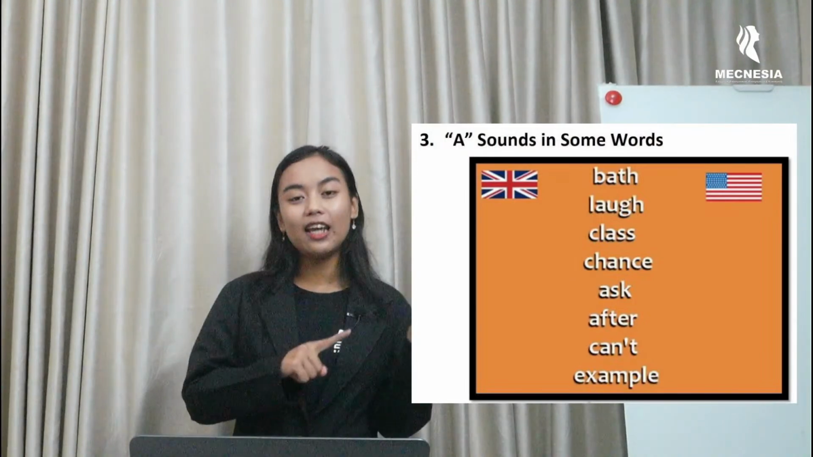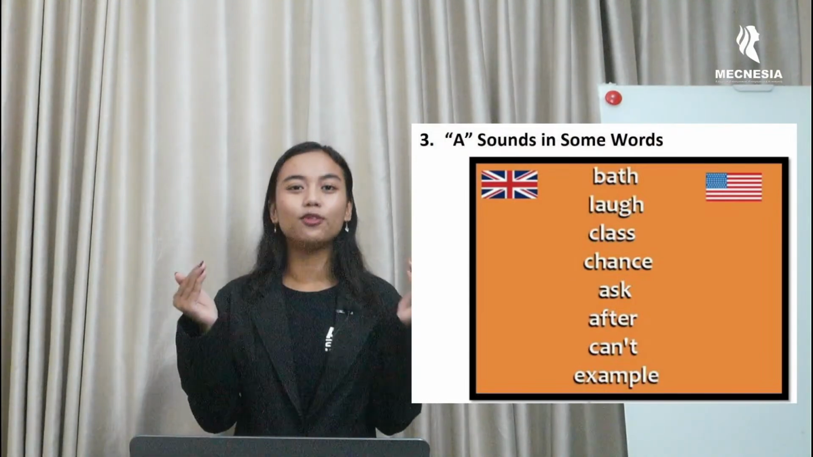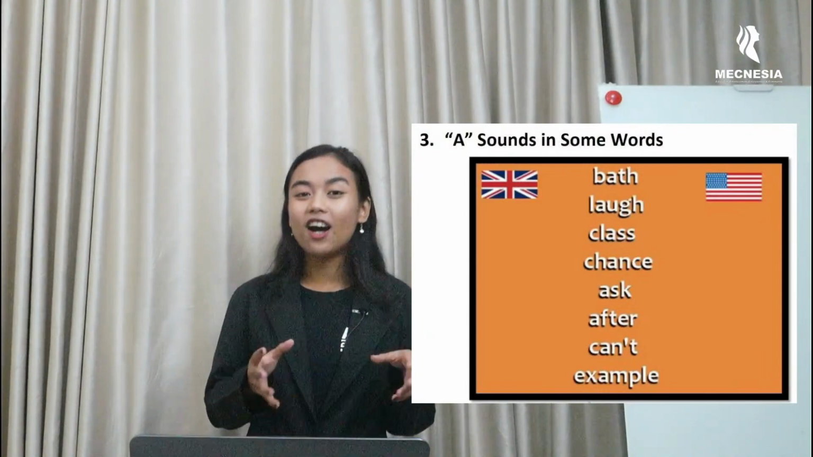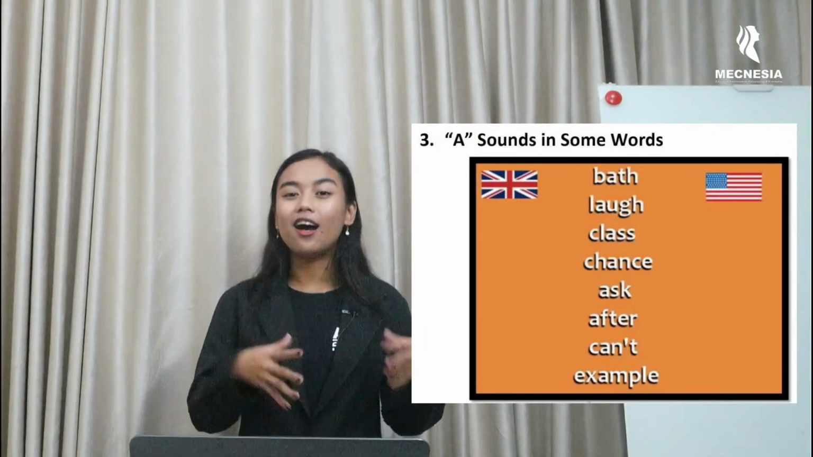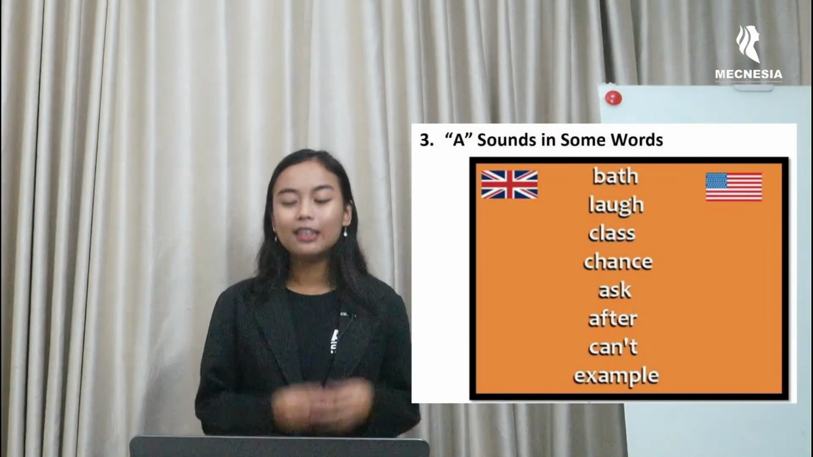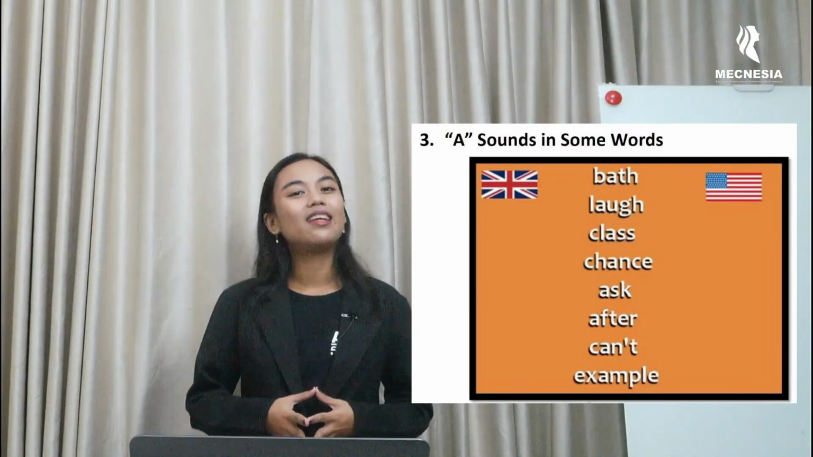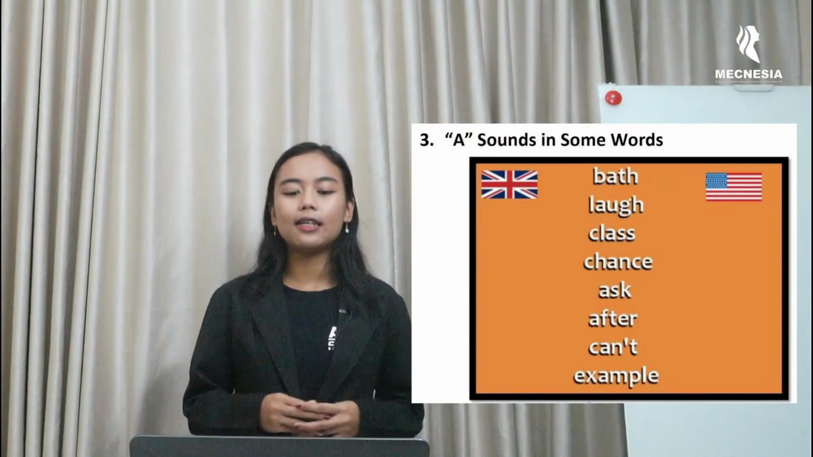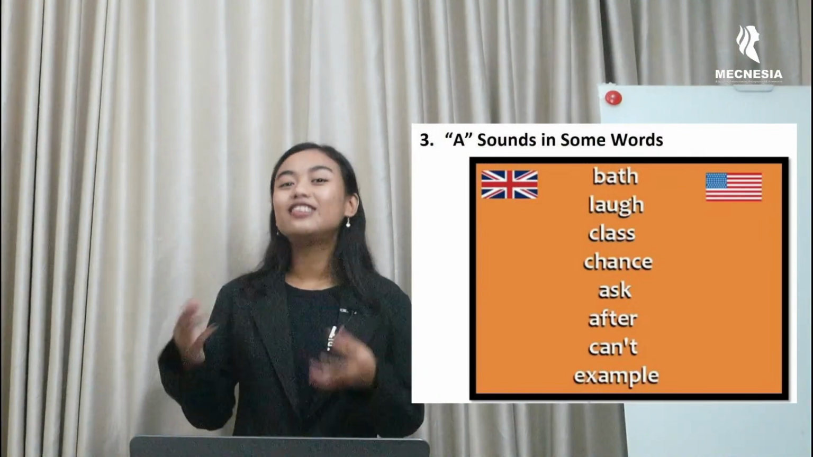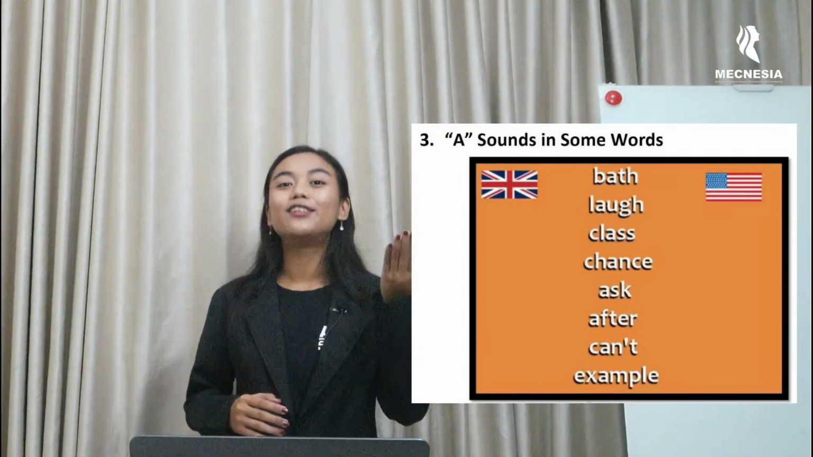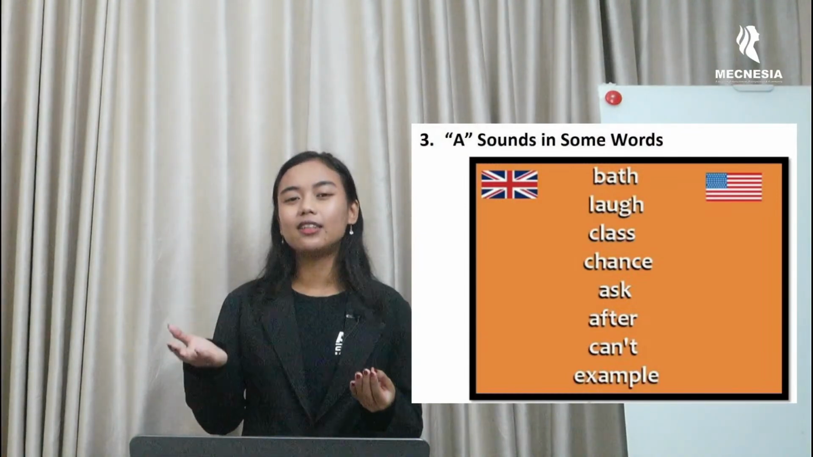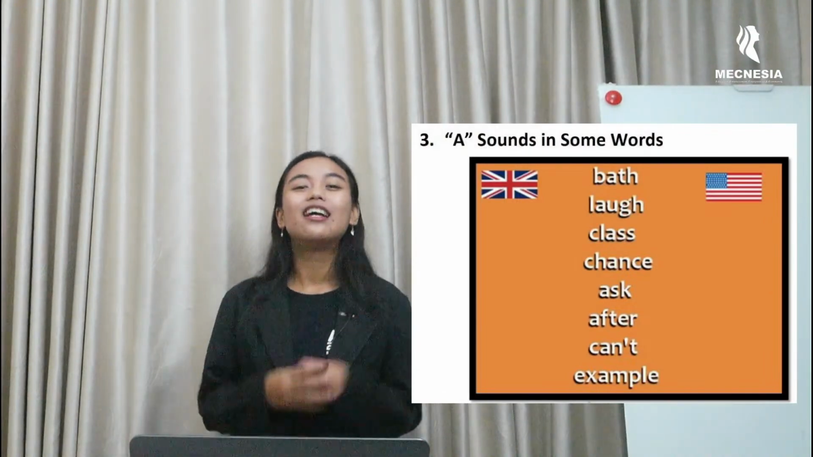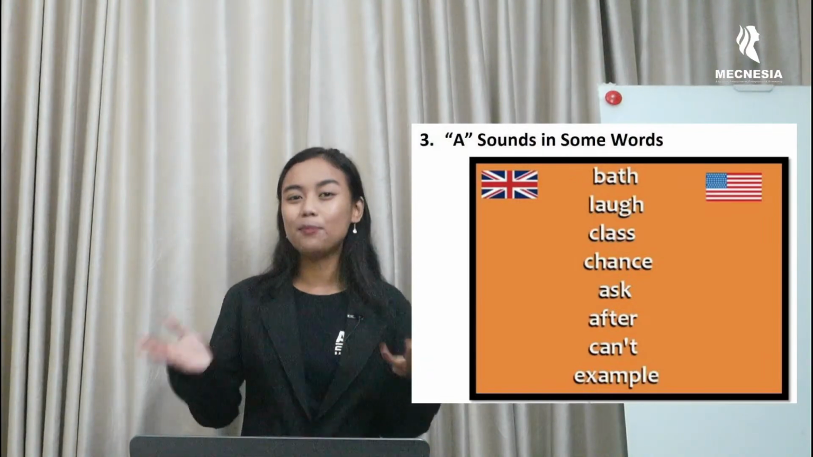The next, we have the word chance. Well, in British English, remember we have longer A. Kita punya bunyi A yang jauh lebih panjang. So, in British English, it is chance. Let's say it with me. Chance. While in American accent, sedangkan di aksen Amerika, we pronounce it as chance. In British accent, chance. In American accent, chance. Chance means kesempatan.